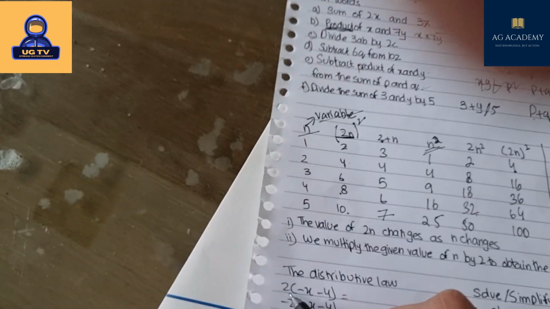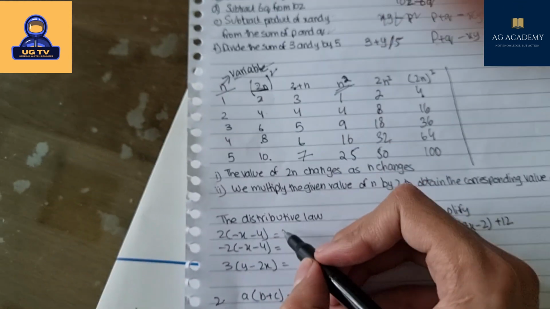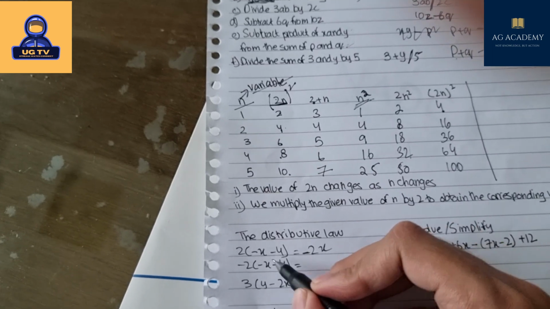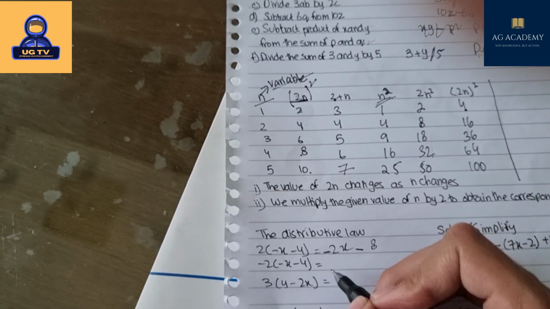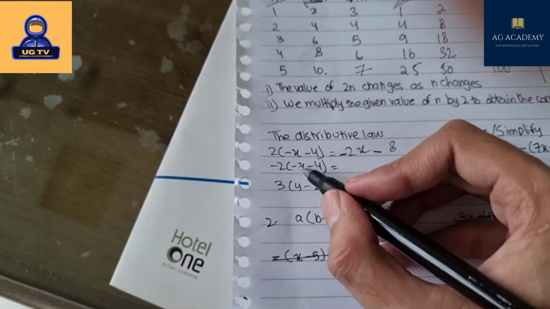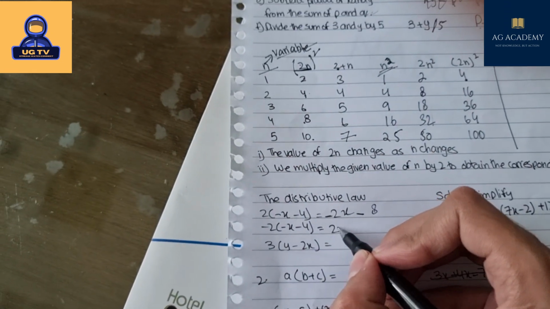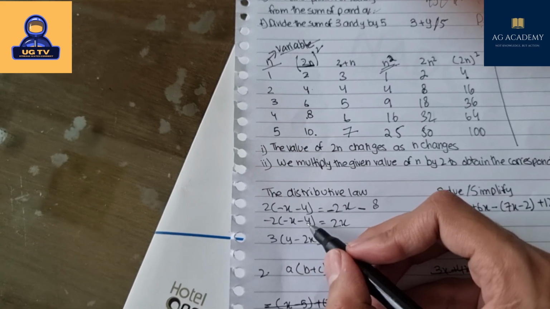So it says, what is 2 into negative x? We know that it's negative 2x. And what is 2 into negative 4? We know it's negative 8. Again, negative 2 into negative x is 2x, and negative 2 into negative 4.